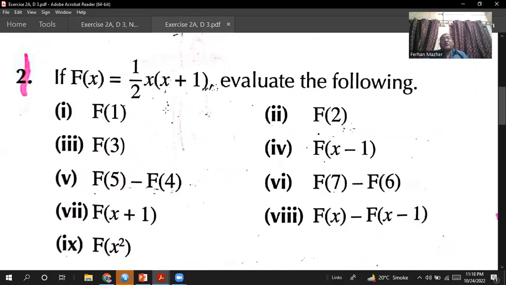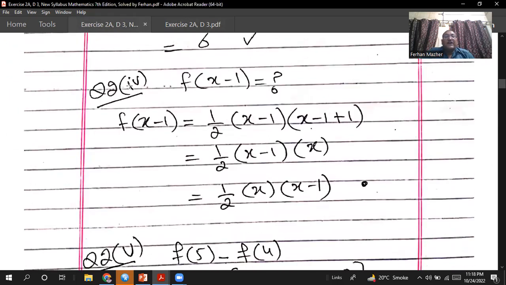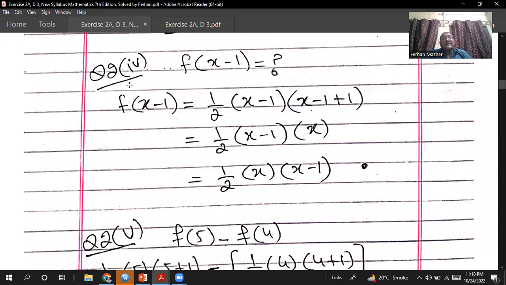Then they want me to find out the f of x minus 1. f of x minus 1 means wherever there is the x, substitute it with the x minus 1. So you will have 1 by 2 bracket start x minus 1 bracket close bracket start x minus 1 plus 1. So you will have 1 by 2 into x minus 1 into x. So this is 1 by 2 into x into x minus 1. So very simple, straightforward.